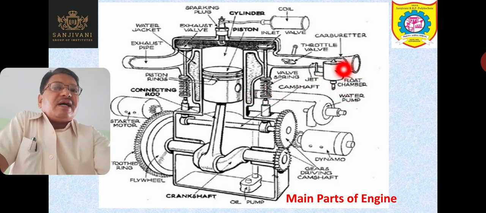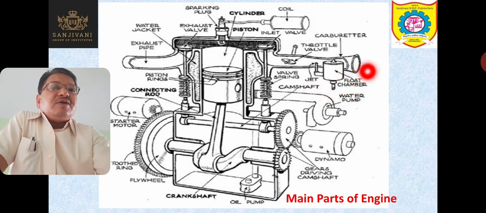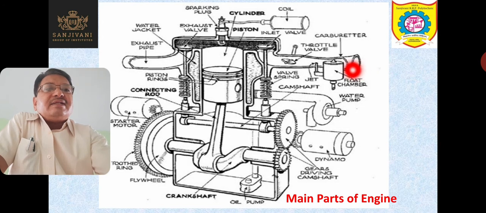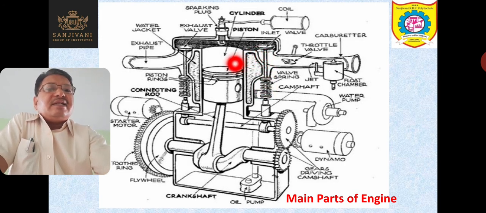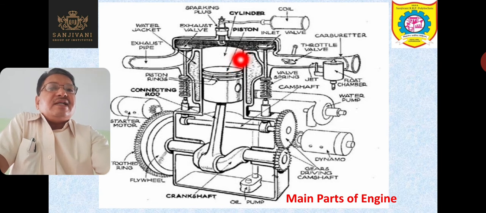So this is the carburetor, and this is the throttle valve, and the float chamber, which is a part of the carburetor. So the air enters, and then the fuel gets mixed with the air, and the air fuel mixture enters inside the cylinder through the inlet valve. So this is the inlet valve, and the air fuel mixture is entering inside the engine cylinder through the inlet valve, right? So this is the piston, this is the cylinder.